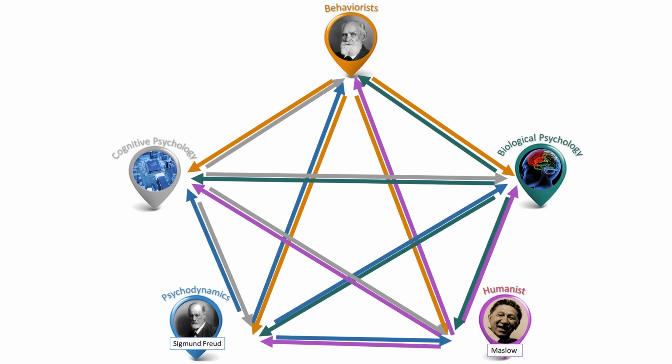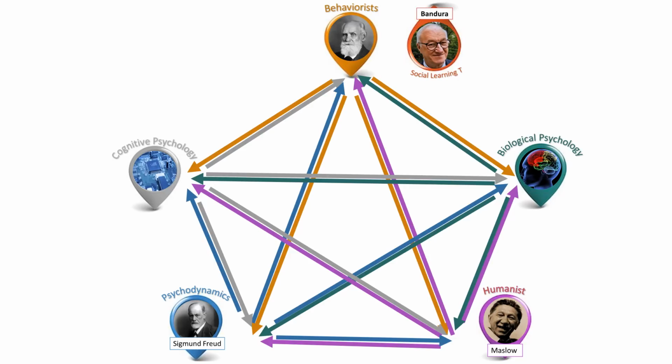Here we have the 5 main approaches. We have cognitive psychologists, psychodynamics, humanist, biological psychology, and behaviorists. Now, behaviorists fall under learning theorists along with social learning theory, but there are a number of differences between them.